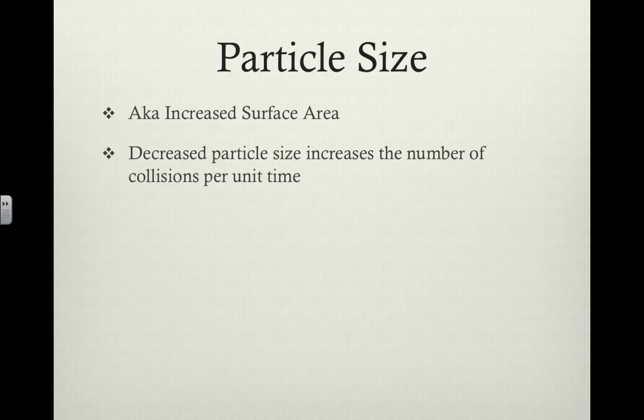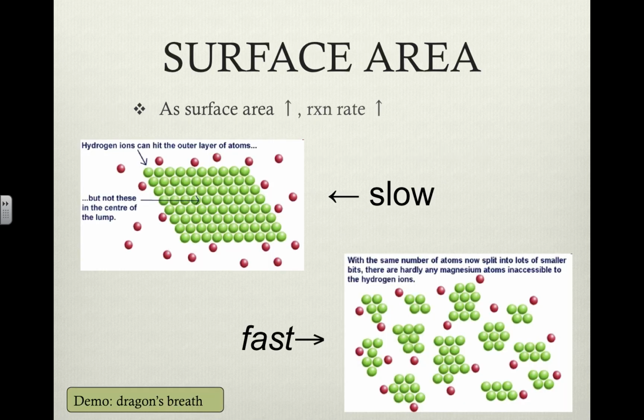Particle size. Here we're talking about surface area. If we decrease the particle size, say we crush or grind up a solid, we increase the number of collisions per unit time. We increase the frequency. Again, we don't make them more successful, we just have a sheer number of collisions happening each minute. We have a greater number.